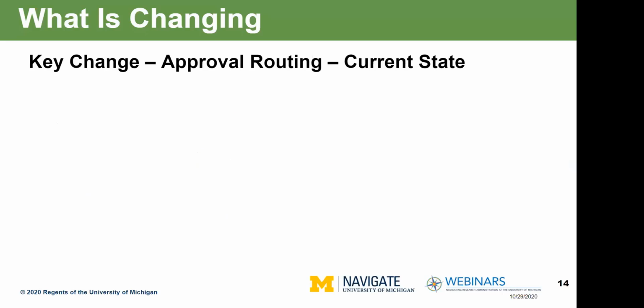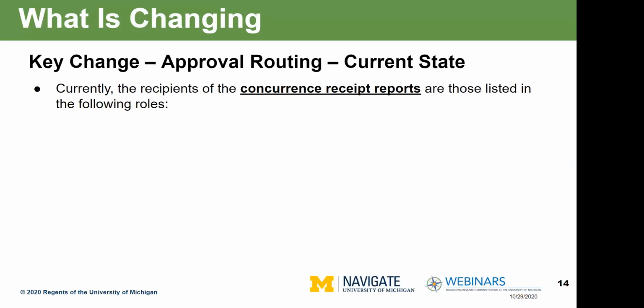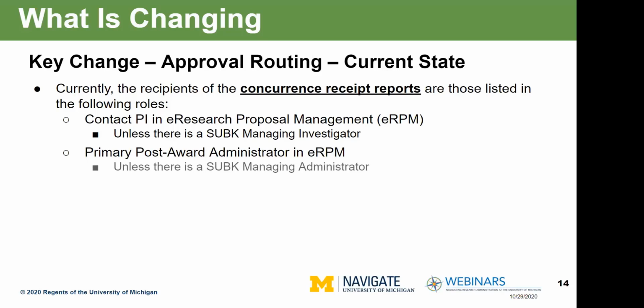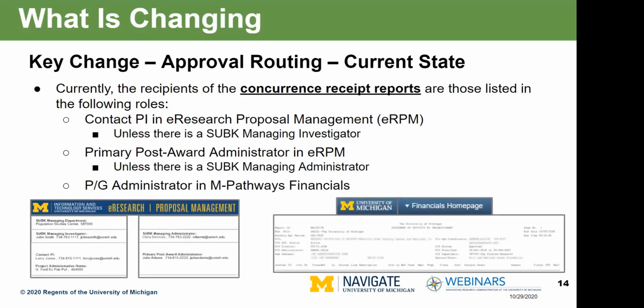Another key change is the actual routing, which is probably the reason why most people are here today, which really speaks to a business process change for most people. And that is currently the concurrence receipt reports are sent to those who are listed in the following roles. The contact PI in ERPM, unless there's a sub-K managing investigator, the primary post-award administrator in ERPM, unless there's a sub-K managing administrator, and the project grant administrator in M-Pathways Financials, also known as the SAPOC.